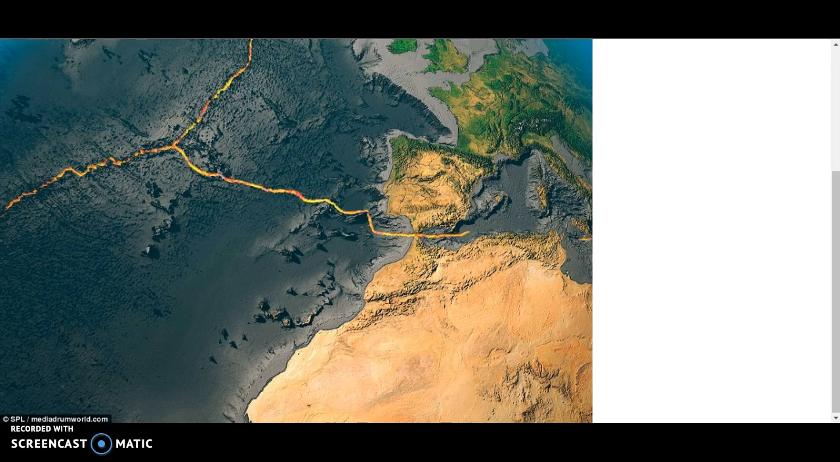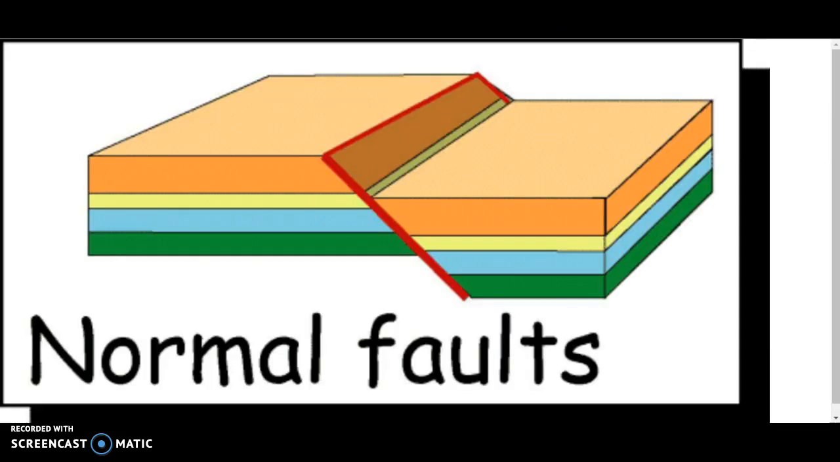Okay, consequently, as a result of the movement of the Earth's mantle, the Earth's crust is under continuous pressure near the boundaries of the tectonic plates. So, this causes what we call faults and folds.